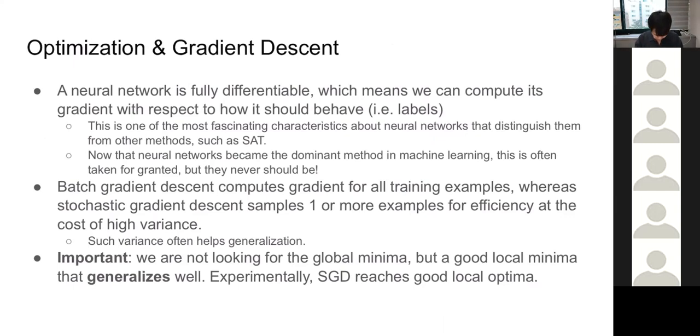That's what I want to say again: this is one of the most fascinating characteristics of neural networks that distinguish them from other methods such as SAT. SAT here is the satisfiability test, basically Boolean problems. I wanted to emphasize again that because neural networks became the dominant method and gradient descent became the dominant optimization method for neural networks, it's often taken for granted. But it never should be, because it actually took a lot of time for people to admit that there isn't a better way than this. Not many ways.